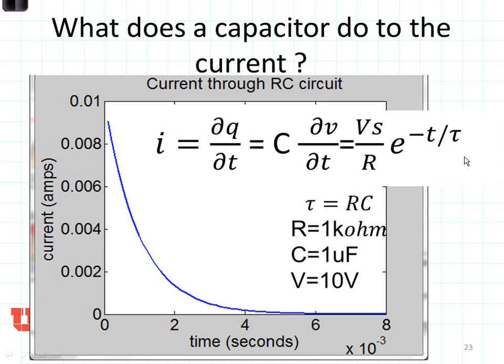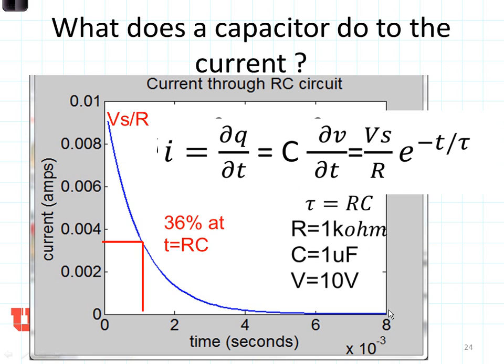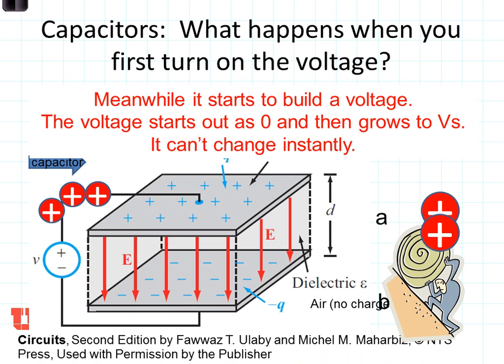And then we have this exponential decay. The speed of the decay depends on something that we call the time constant, tau. That is equal to R times C for a series resistive capacitive circuit. If I had, for example, R is 1 kilo ohm, C is 1 microfarad, and this voltage, this is exactly what my current would look like, starting out at Vs over R and ending at 0. The time constant tells us that as this exponential decreases, it will reach 36% of its original value at the time constant tau equals RC.